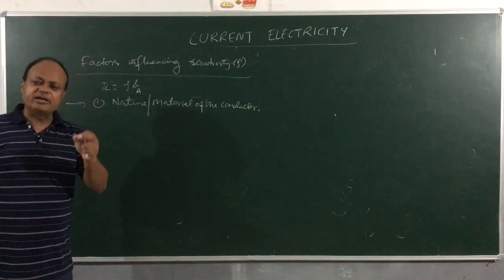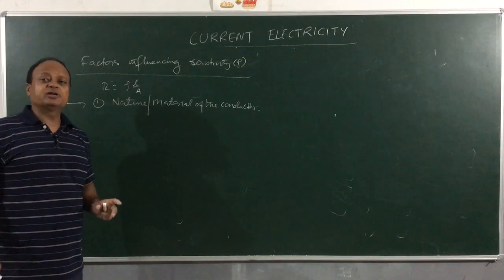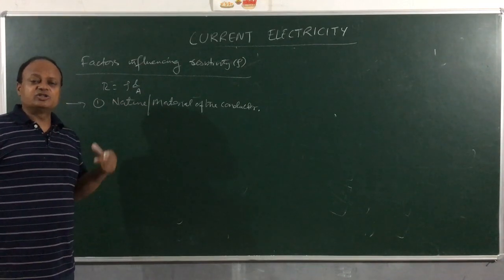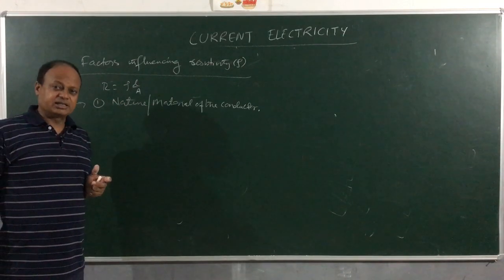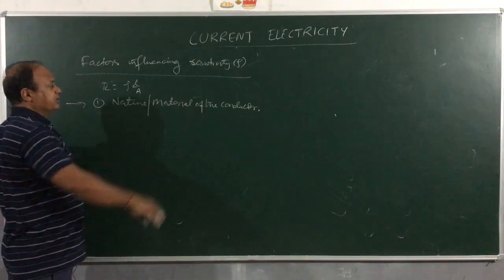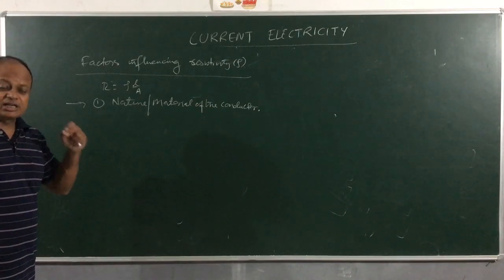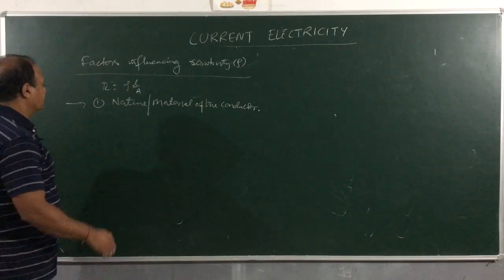You see, resistivity is independent of length and cross section area, meaning it does not depend upon the dimensions or geometry of the conductor. It only depends upon the material of the conductor, or the nature of the conductor. Each conductor has a different resistivity.